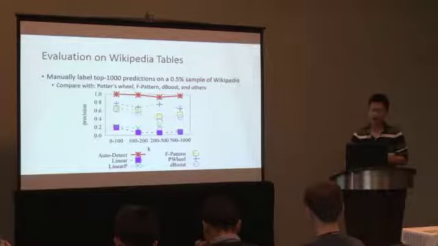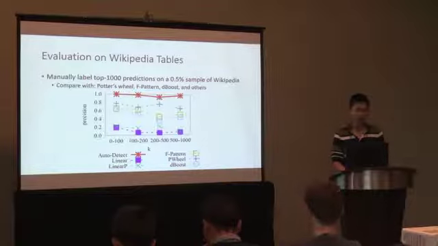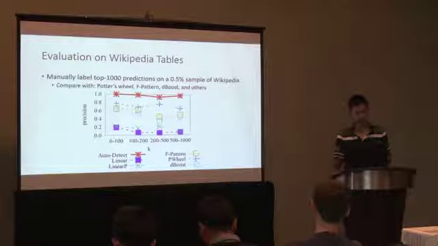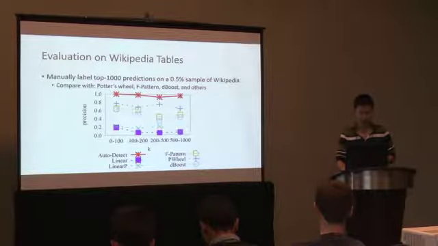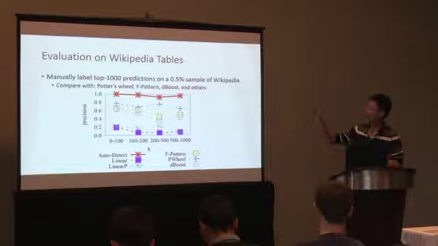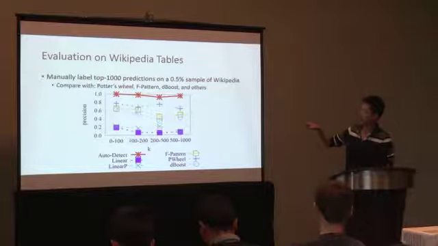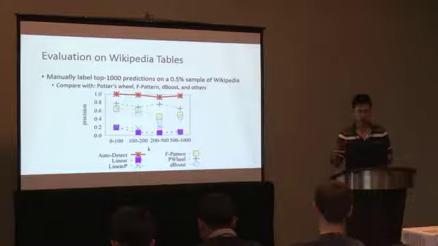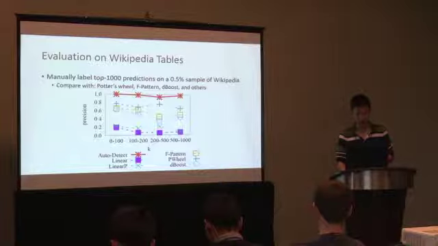So for the experiment, we took a 0.5 sample of the Wikipedia tables, and we ran a lot of algorithms, including our own approach, and we manually labeled the first 1,000 predictions. And as you can see, the x-axis is the top k, and the y-axis is the precision values. We actually have results that are very accurate.